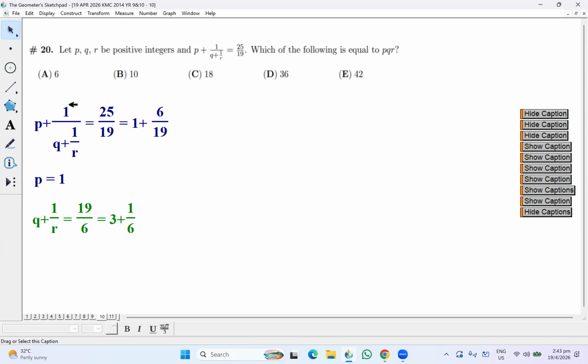19 over 6 is more than 1, so we can divide. So you get 3 and 1 over 6. So Q is 3 and R is 6. So PQR is equal to 3 times 6 times 1. Answer is 18.